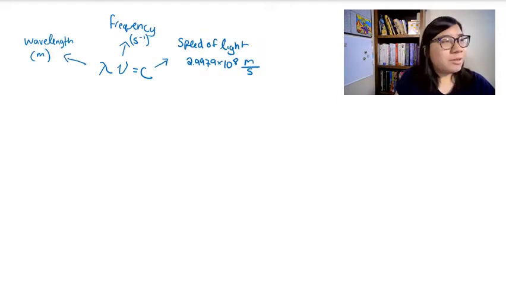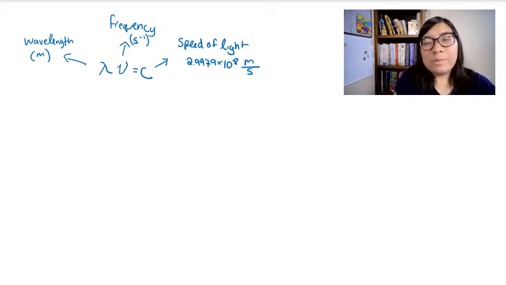Now that it's labeled, we see that the speed of light is in meters per second, which means everything on the left has to match that unit. So it ends up being that lambda always has to be in meters and frequency is in per seconds. Another unit for per seconds is hertz, but for this class we'll just stick with per seconds.